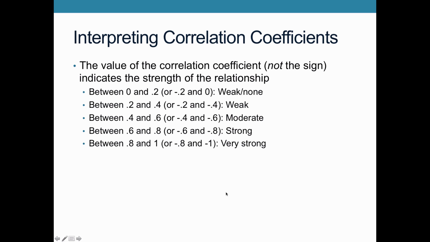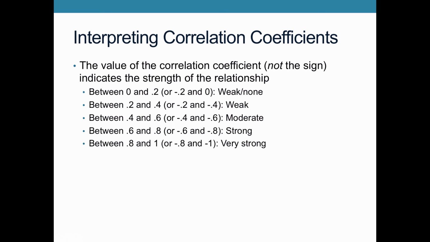So when you're interpreting correlation coefficients, the value of the coefficient and not the sign indicates the strength of the relationship, how much they're correlated. So if you have 0, that means there's no relationship. If it's 0.2 or less, that's a very weak relationship. If it's between 0.2 and 0.4, or -0.2 and -0.4, it's a weak relationship. Moderate if you're between 0.4 and 0.6, then getting stronger between 0.6 and 0.8, and then very strong, to the point of basically being impossible to find almost, between 0.8 and 1, right?